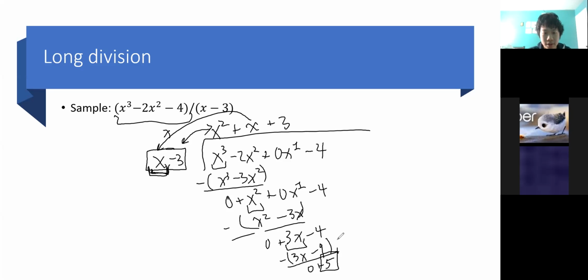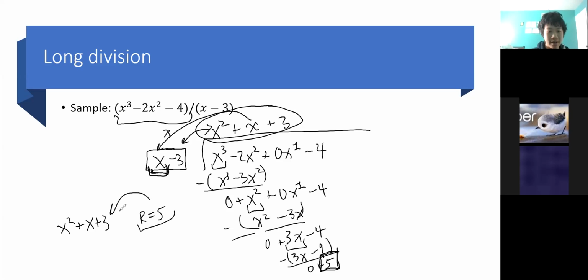Okay? So the quotient is x squared plus x plus 3. Our remainder is positive 5. Okay, so that's our answer. That's basically our answer. X squared plus x plus 3, remainder 5. Okay. So to find the precise value of what this division gives, I don't want to have this remainder in here. I want to add it in there.